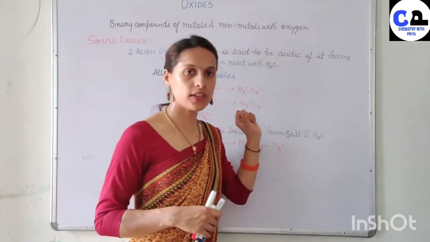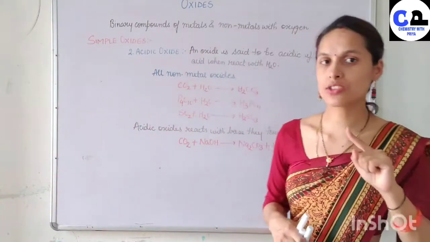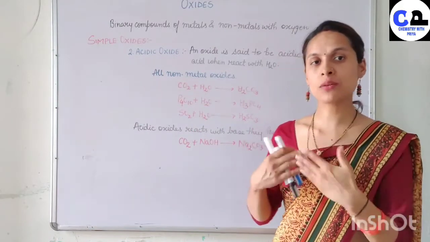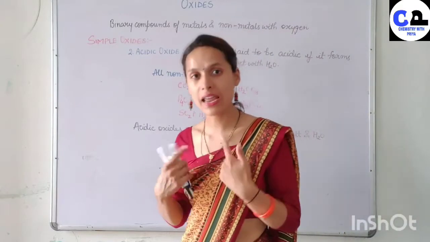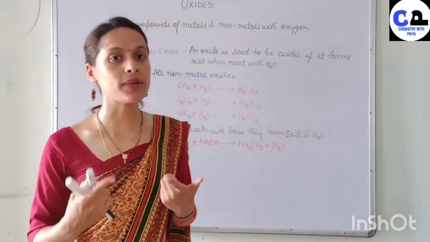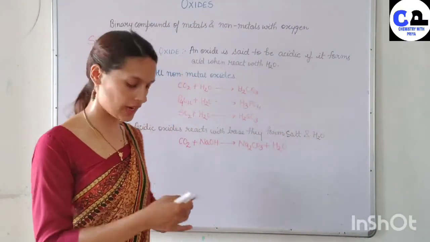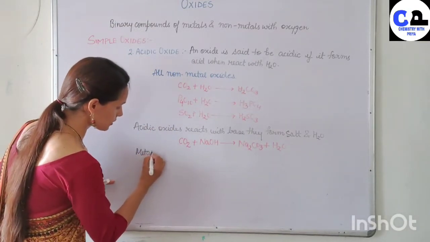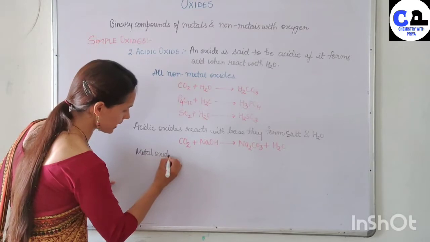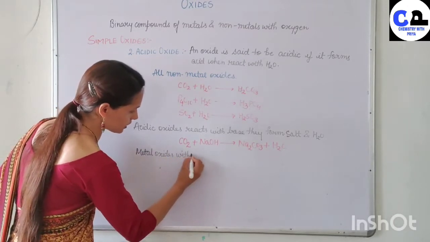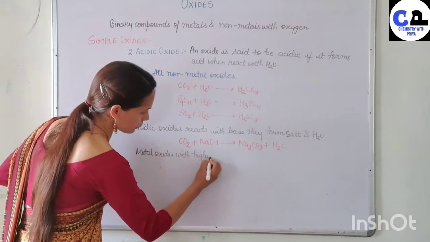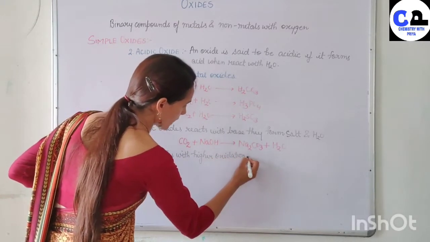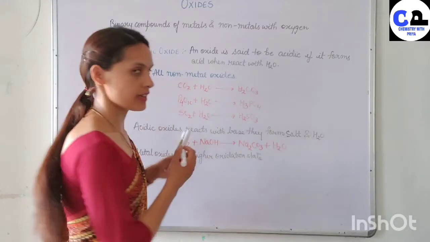In basic oxides, we have studied that transition metals generally form basic oxides, but if transition metals are present in the higher oxidation state, then they behave as an acidic oxide. So what is next? Metal oxides with higher oxidation state also behave as acidic oxides.